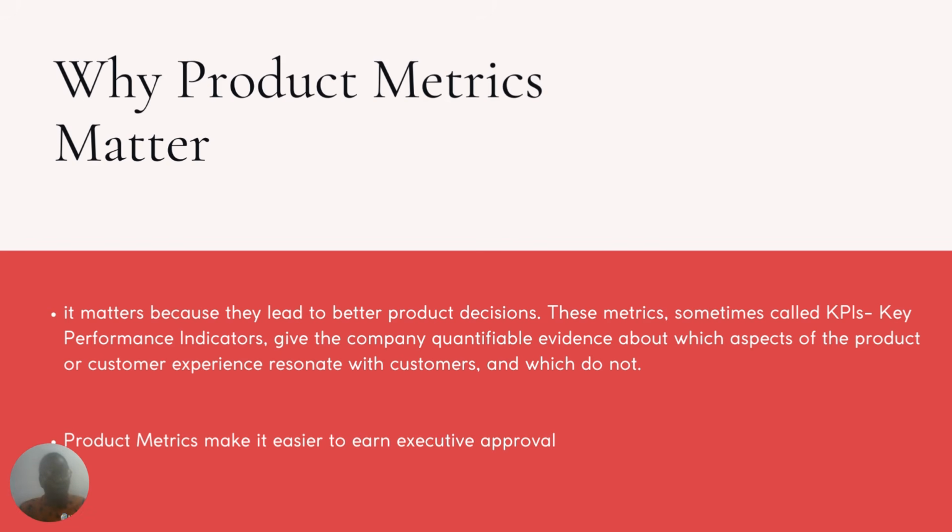But if you don't have these metrics, how do you know what your users are doing on your product? How do you quantify it? How are you able to say, okay, yes, this is what they are doing, right? We also call these metrics KPIs. You might have come across this terminology in several aspects of life. KPIs, key performance indicators. They give the company quantifiable evidence about which aspect of the product or customer experience resonates with customers and which do not.